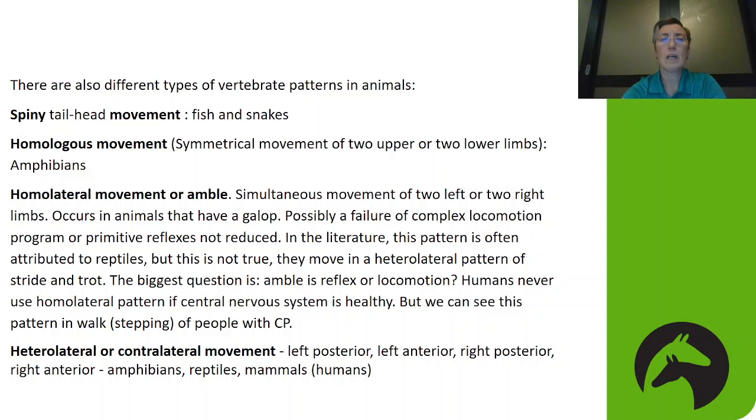It occurs in animals that have gallop. Possibly it is a failure of the complex locomotion program, or primitive reflexes not reduced. In the literature, this pattern is often attributed to reptiles, but it is not true. Reptiles move in a heterolateral pattern of stride, I mean walk, and trot.